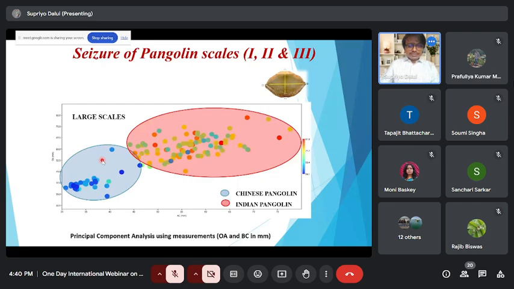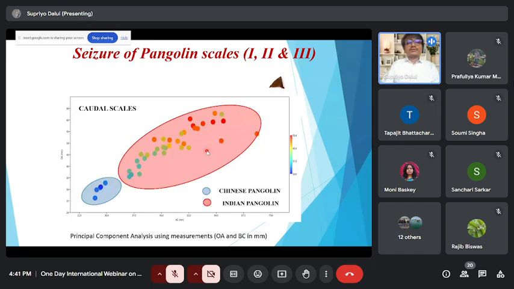Then we found the Chinese pangolin scales are smaller in size, the large scales of the Chinese pangolin, and the Indian pangolin scales are larger in size. So based on the size morphometry, these two species can also be differentiated in the field. For caudal scales we observe a similar pattern, where Chinese pangolin caudal scales are smaller in size and the caudal scales of Indian pangolins are larger in size.